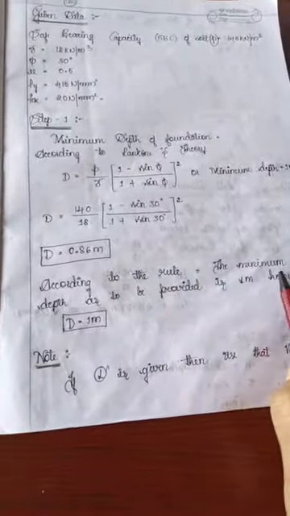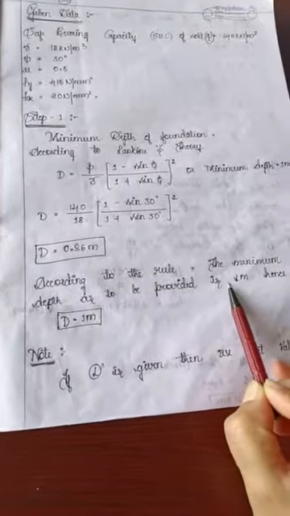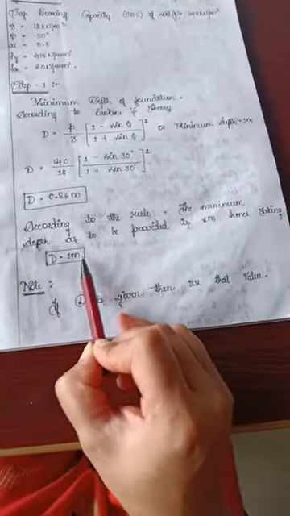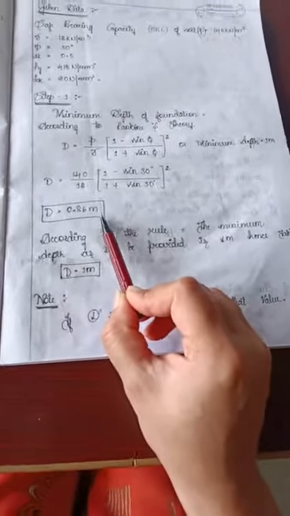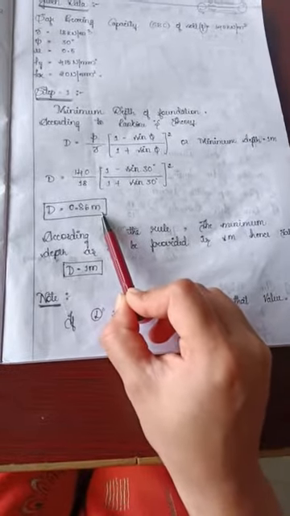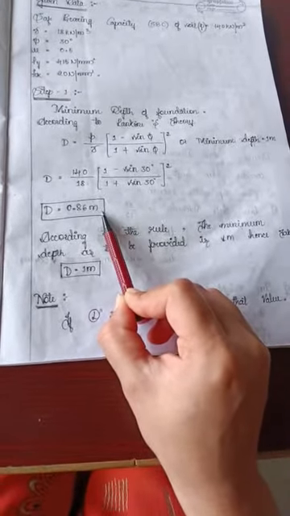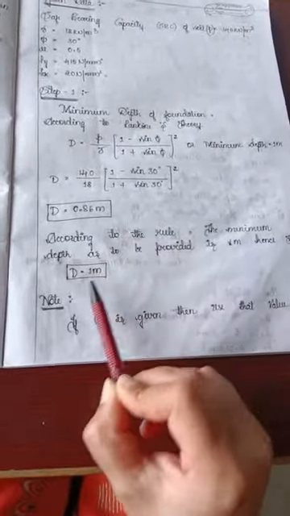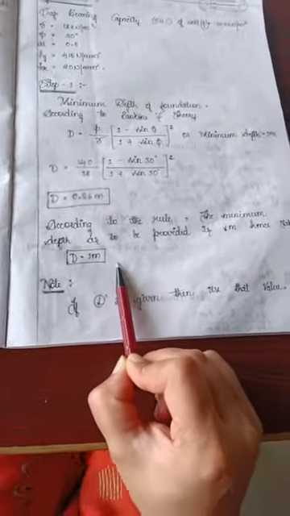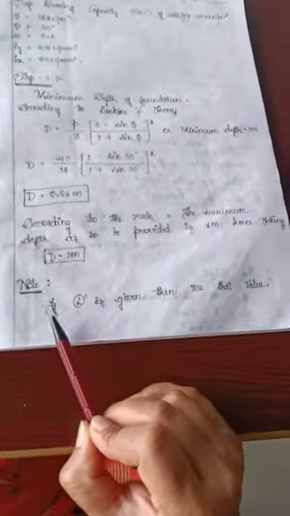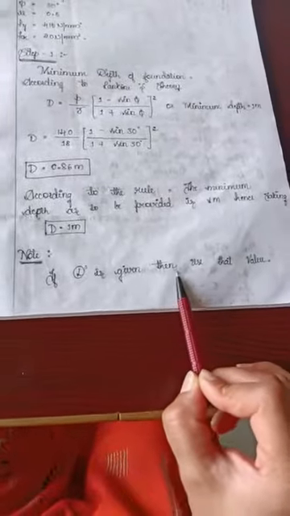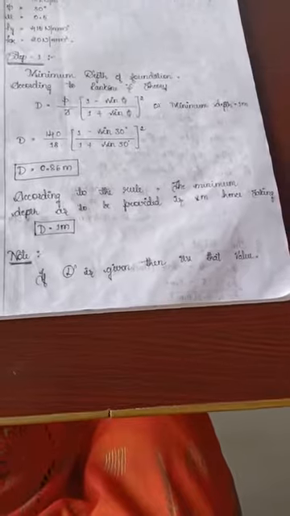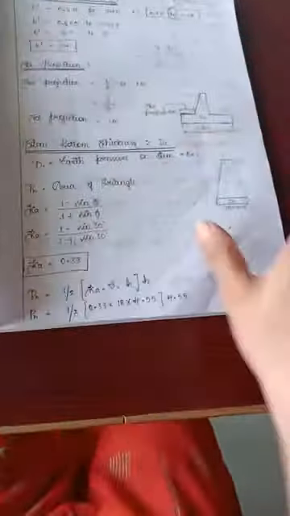According to the rule, the minimum depth to be provided is 1 meter. Hence, taking D is equal to 1 meter, because whatever value we get is less than 1 meter, that is, the D value is 0.86. Here the minimum value we are going to provide, that is D is equal to 1 meter. Note, if D is given, then use that value. If the D value is given directly in the question, we just use that value.